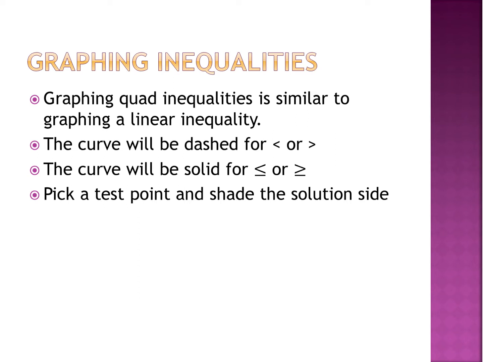shade on. So just to kind of review, we're going to create a curve, just like we would for any other quadratic graph. It's going to be dashed if it's a less than or a greater than symbol, or the curve will be solid if it's the less than or equal to or the greater than or equal to. Then we're going to pick a test point, just like what we did when we were graphing linear inequalities. And we're going to shade the side that is the solution, or shade the side that is true. So we'll look at a couple examples and then you guys can be on your way.